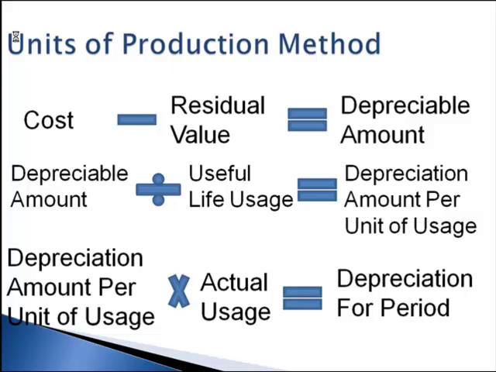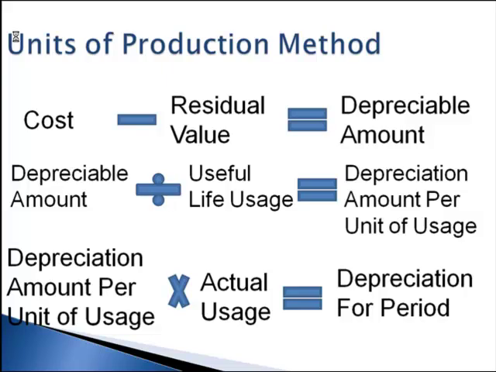Now, step 2 is somewhat different. We take that depreciable amount and we divide it by an estimate that we have for the life of the usage. In other words, we may be told that our machine will have an effective life of 25,000 machine hours. And so we take the depreciable amount and we divide it by the useful life of usage, and we get a number that is our depreciation per unit of usage.